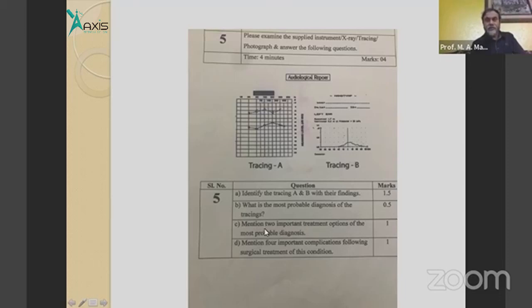Mention two important treatment options of otosclerosis, as you know. One is hearing aid, another is stapedectomy. Four complications of the surgical procedure of otosclerosis, that means stapedectomy complications, as you know: we have tympanic membrane rupture or tear of the tympanic membrane. We can injure the chorda tympani nerve. We can injure the labyrinth or vestibule, causing sensorineural hearing loss. We can have a dead ear or erosion of the incus.